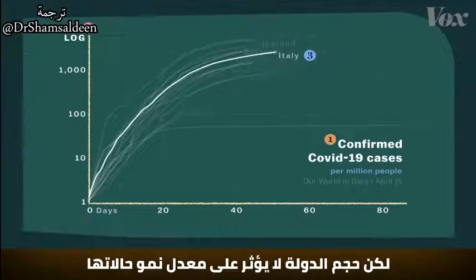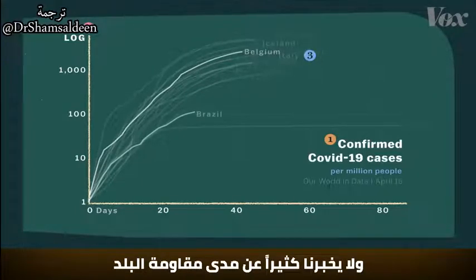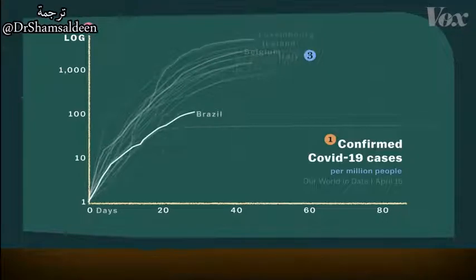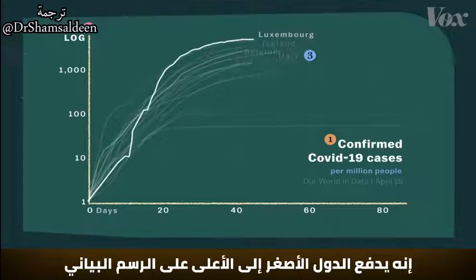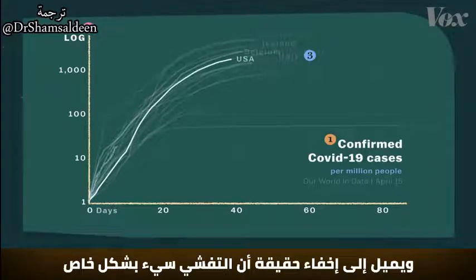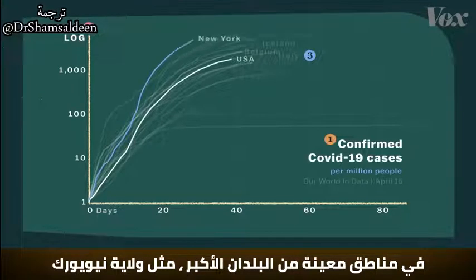But the size of a country doesn't really affect the growth rate of its cases, and it doesn't tell us much about how much the country is struggling. It just pushes smaller countries up on the chart and tends to hide the fact that the outbreak is especially bad in certain regions of bigger countries, like the state of New York.